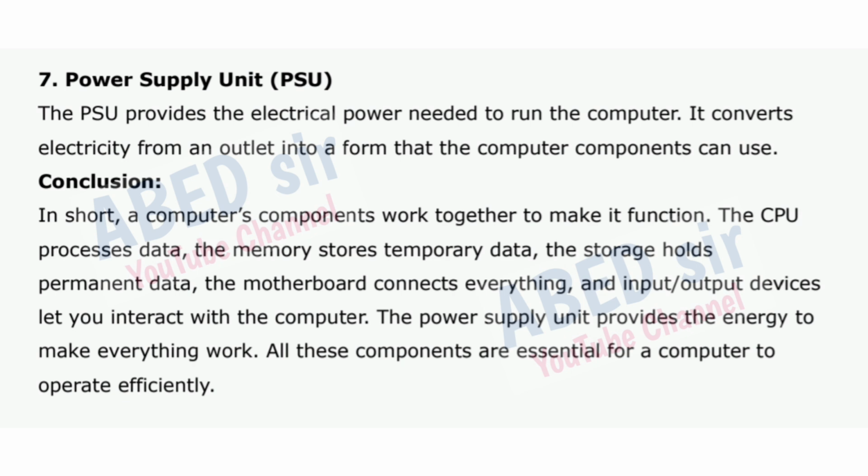Conclusion. In short, a computer's components work together to make it function. The CPU processes data, the memory stores temporary data, the storage holds permanent data, the motherboard connects everything, and input-output devices let you interact with the computer. The power supply unit provides the energy to make everything work. All these components are essential for a computer to operate efficiently.